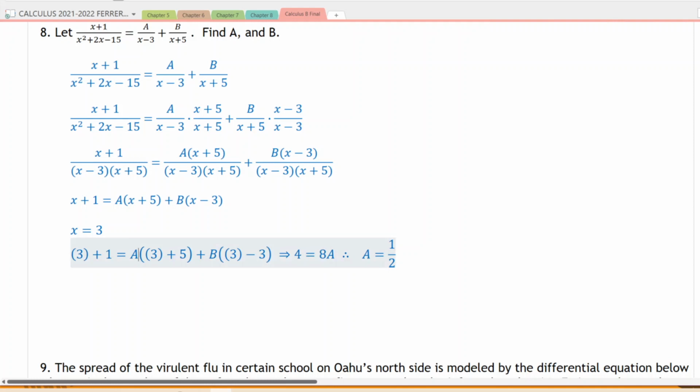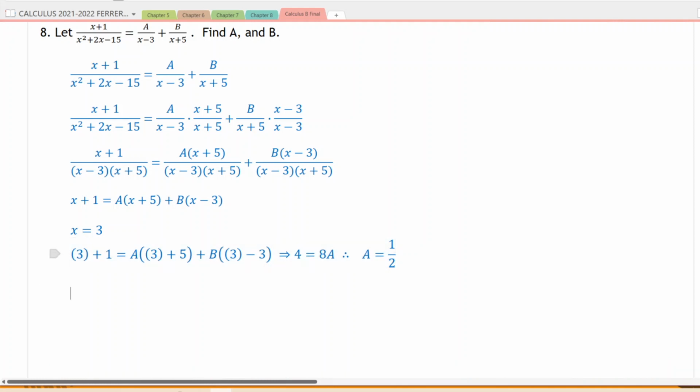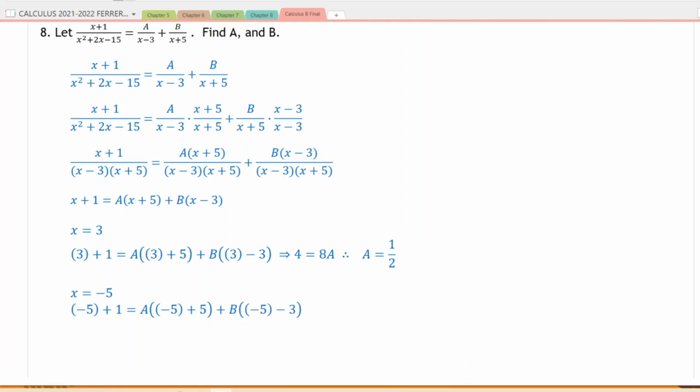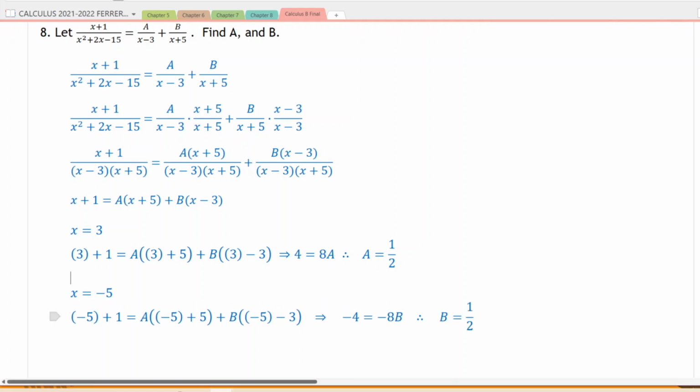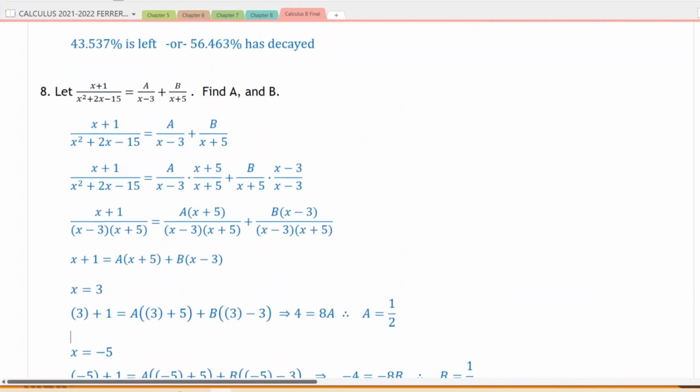Now we're going to do this again for the next value here, which would be x equals -5. Substituting in -5, we get that -5 plus 1 is equal to a multiplied by -5 plus 5 plus b multiplied by -5 minus 3. This simplifies into -4 equals -8b, and therefore b is also equal to 1/2.